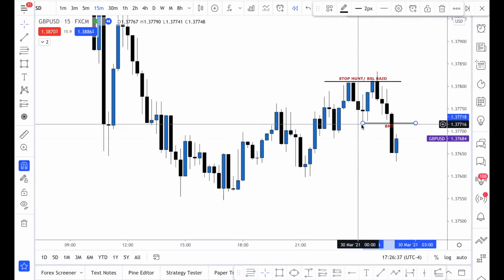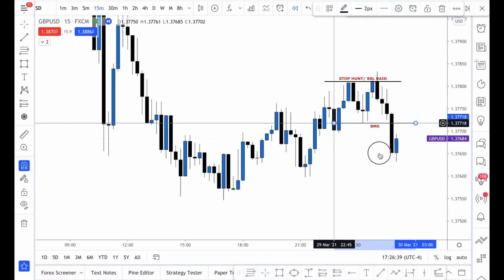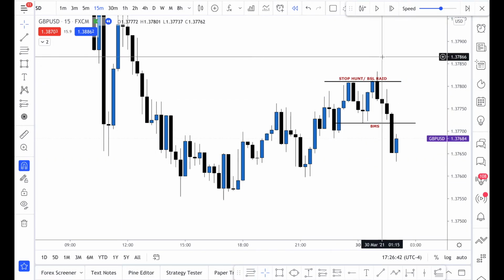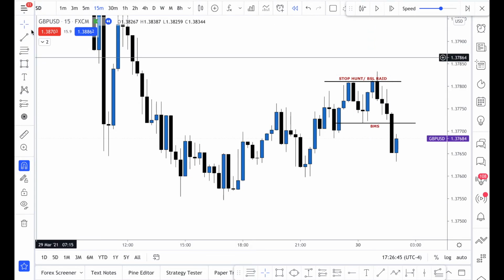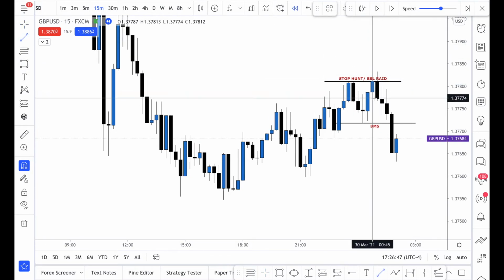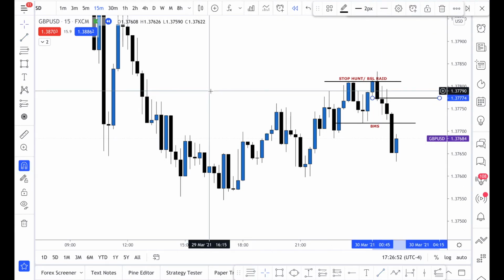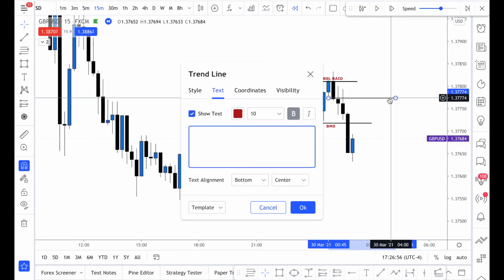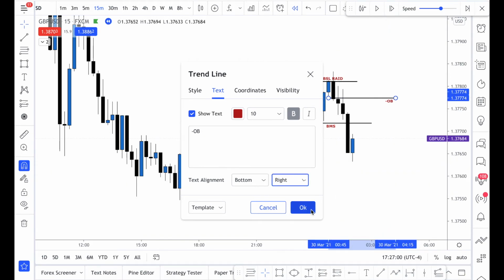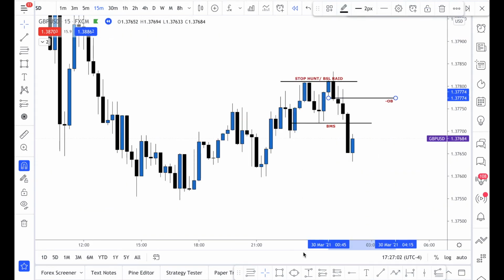So we have that break in market structure, right? We broke the structure. We had a stop hunt. We had a break in structure. My eyes go here to the order block. And so we got that bearish order block. It's right here. So now let's see if price returns.